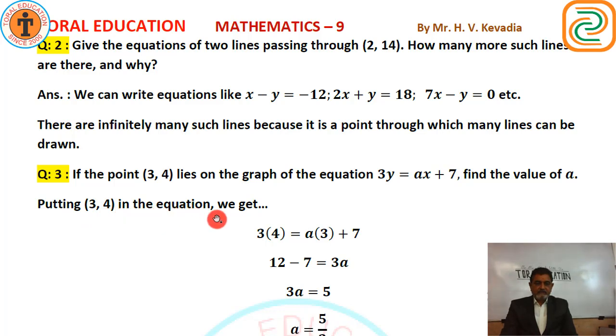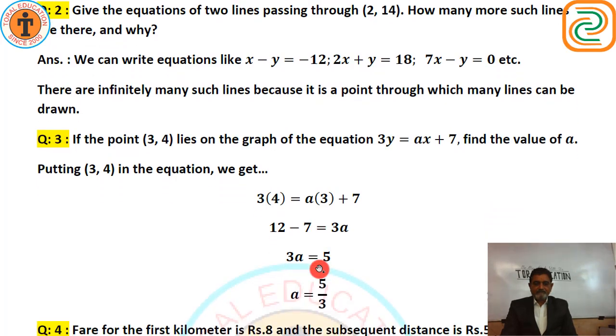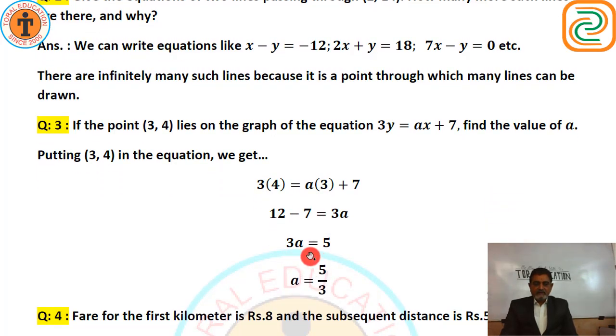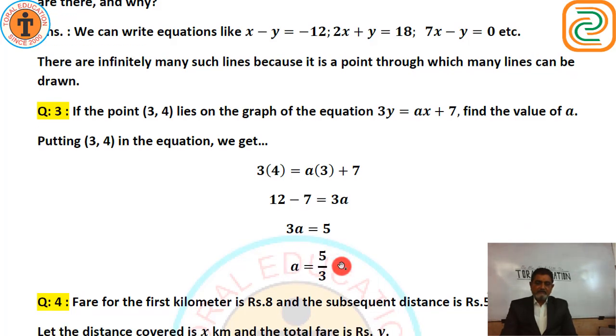Putting (3, 4) in the equation, we get 3 into 4 equals a into 3 plus 7, because x equals 3, and y equals 4. 3 4s are 12, minus 7, 7 goes to the left side, it will be negative, and 3a. 3a equals 12 minus 7, that is 3a equals 5. 12 minus 7, that is 5. Here 3a equals 5, therefore a equals 5 by 3. This is our answer for a.